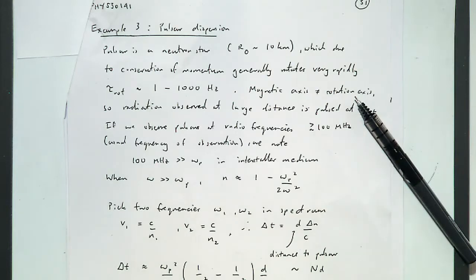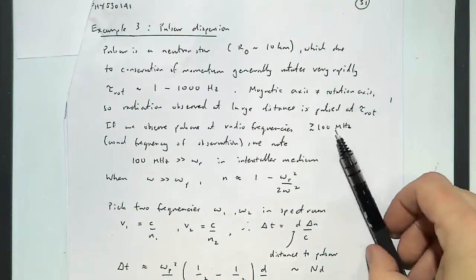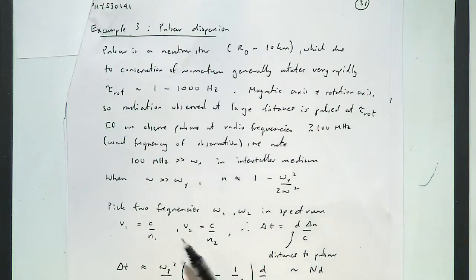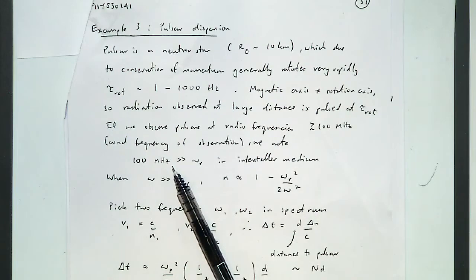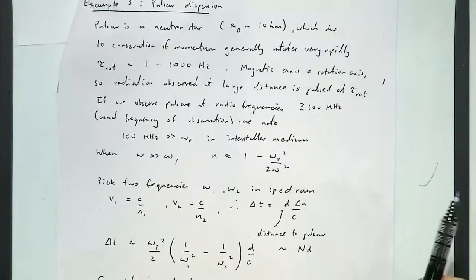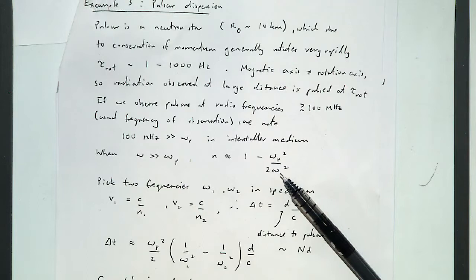Now, those pulses come out at discrete times because of the magnetic field. However, there will be dispersion because there are different frequencies being emitted over enormous distances. So if we have, let's say, a 100 megahertz observation, a radio observation of the pulsar, that's much bigger than the plasma frequency. So we have transmission, but we can write down an approximate form for the refractive index, like so. I want you to show that you can do that.